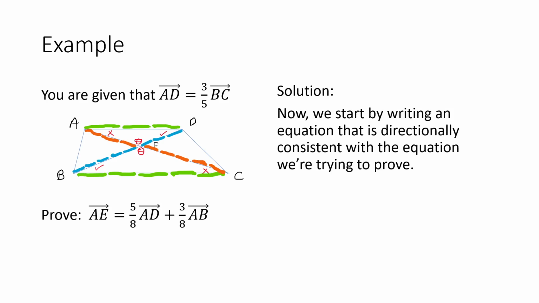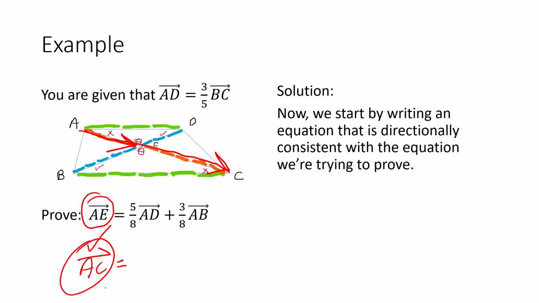Now, we're going to try to write an equation directionally consistent with the equation we're trying to prove. So here's what I mean by that. I have to somehow write an equation where the left-hand side, AE, goes in this direction. And that's the left-hand side of the equation I'm trying to prove. Well, the only other vector I can think of that goes in the same direction is AC. So I'm going to write an equation that starts with AC. Okay, this will be the beginning of my proof.